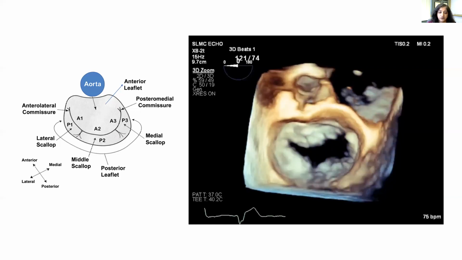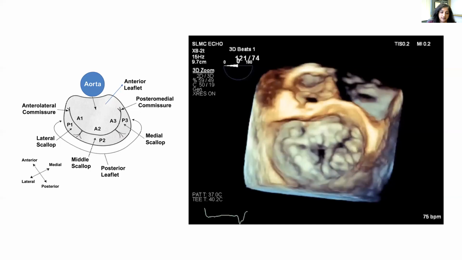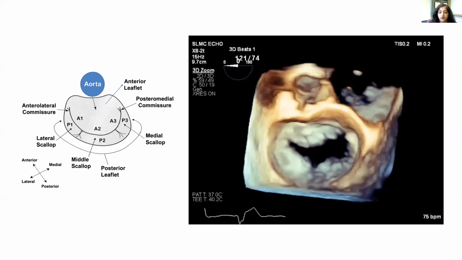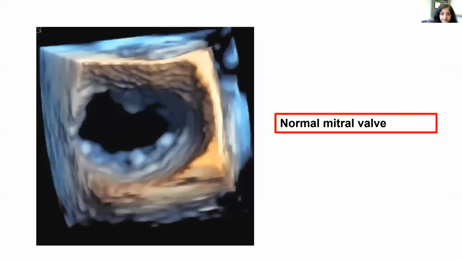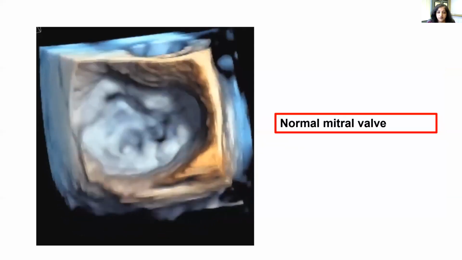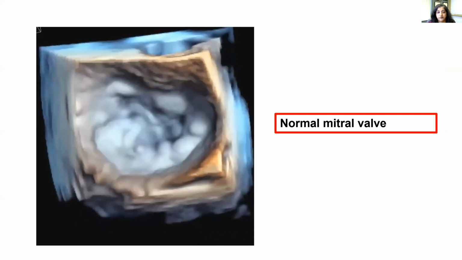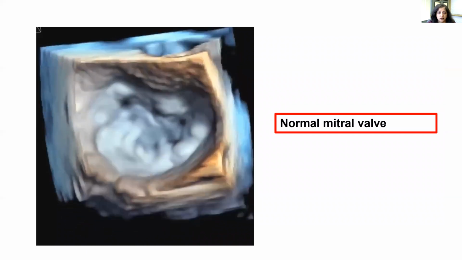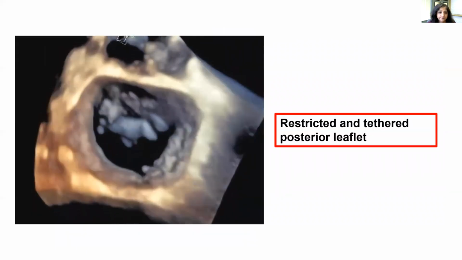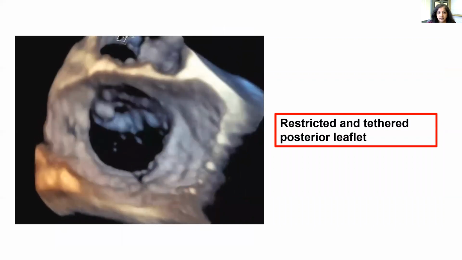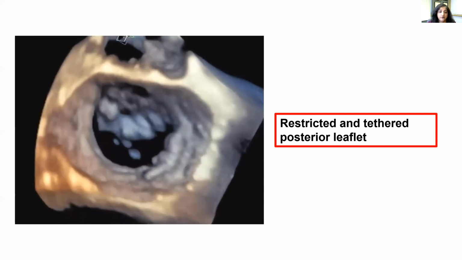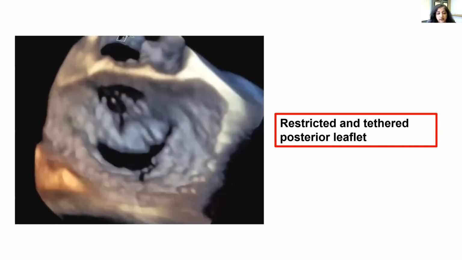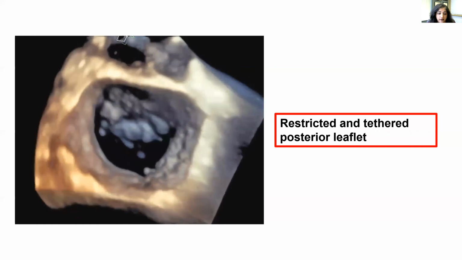This not only gives you an understanding of the mitral valve in its entirety, but also an understanding of the mitral valve in relationship to other cardiac structures. From these views, you can then understand mitral valve pathology. So on 3D TEE, this is a normal mitral valve. And then this is a slightly different mitral valve with a thickened anterior leaflet and a very restricted and tethered posterior leaflet that doesn't really appear to move in 3D.